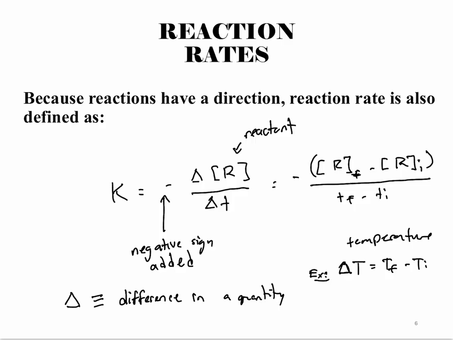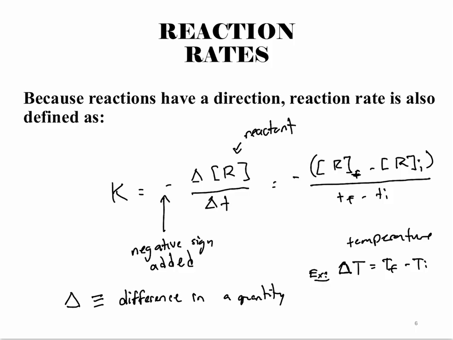Right, this number is larger than that number. It should be a negative number, right? We're taking a small number and subtracting a larger number, like 1 minus 2 should give us -1. But since the reaction rate always has to be a positive quantity, that's why we have a negative sign here.